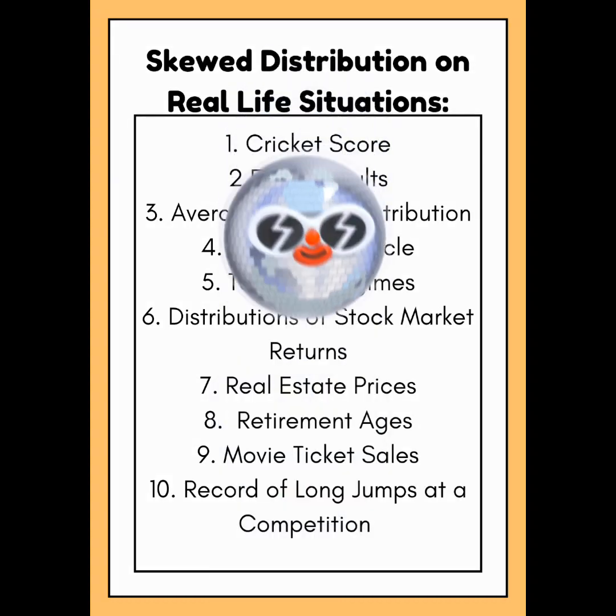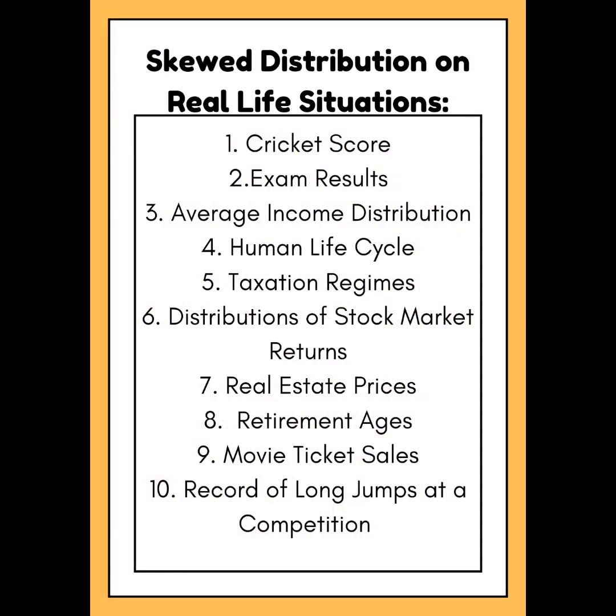Skewed distribution and real-life situation usage. Number 1, cricket scores, when teams score above 60 and only a few of them record a low score. Number 2, exam results. With increased difficulty, most students have low scores and few have high scores. This is an example of positive skew.